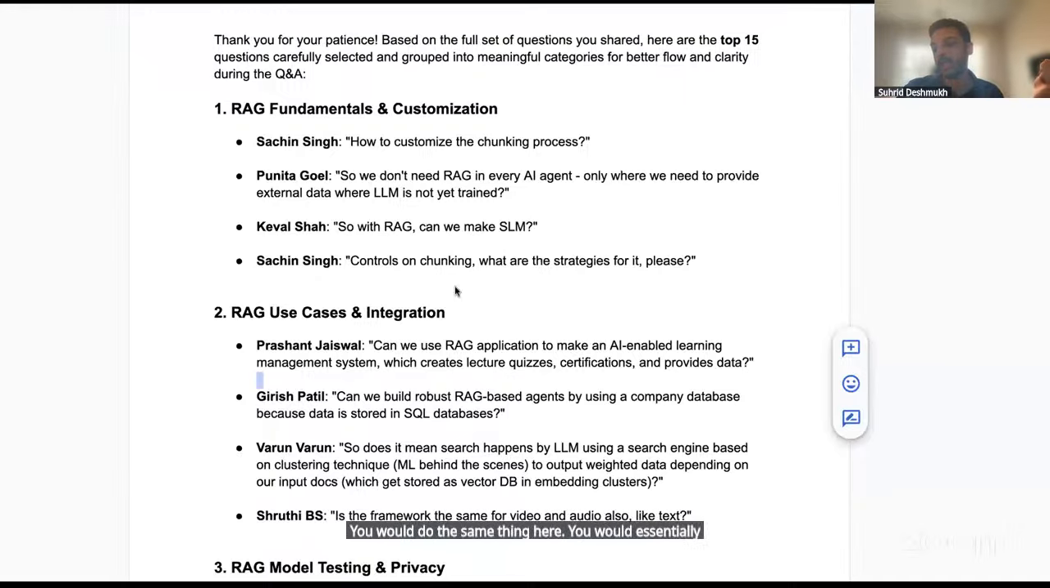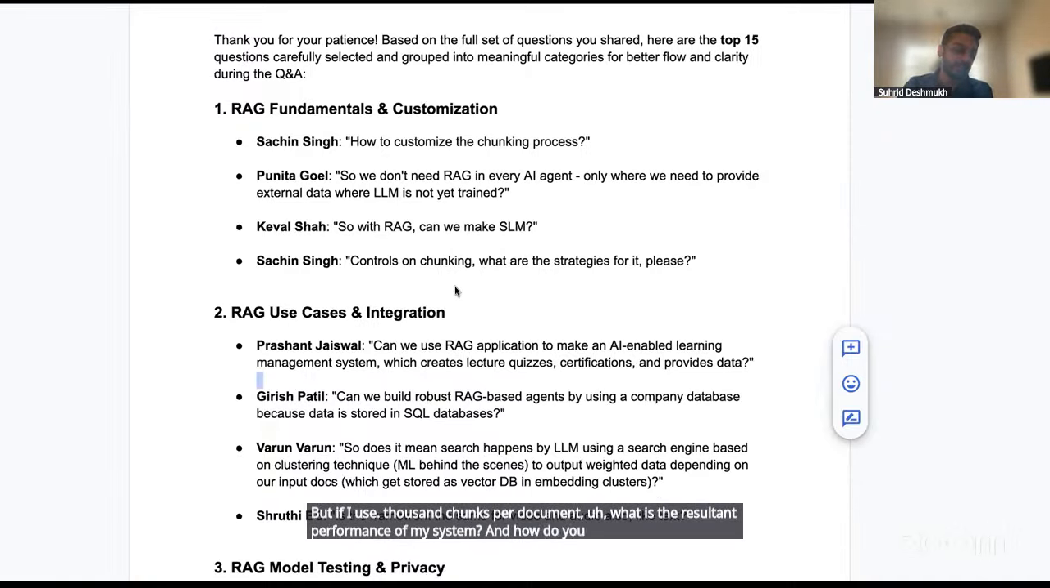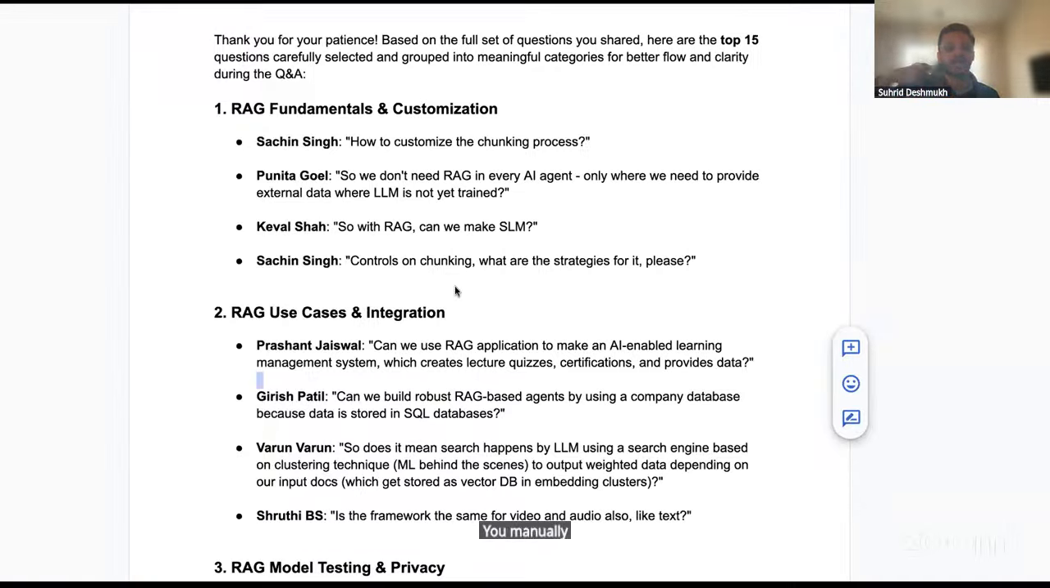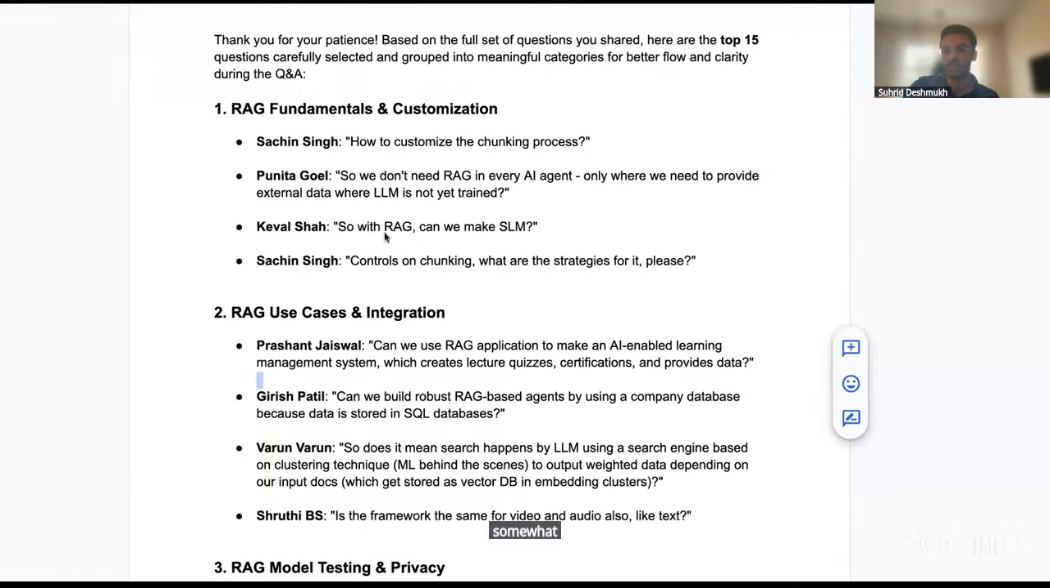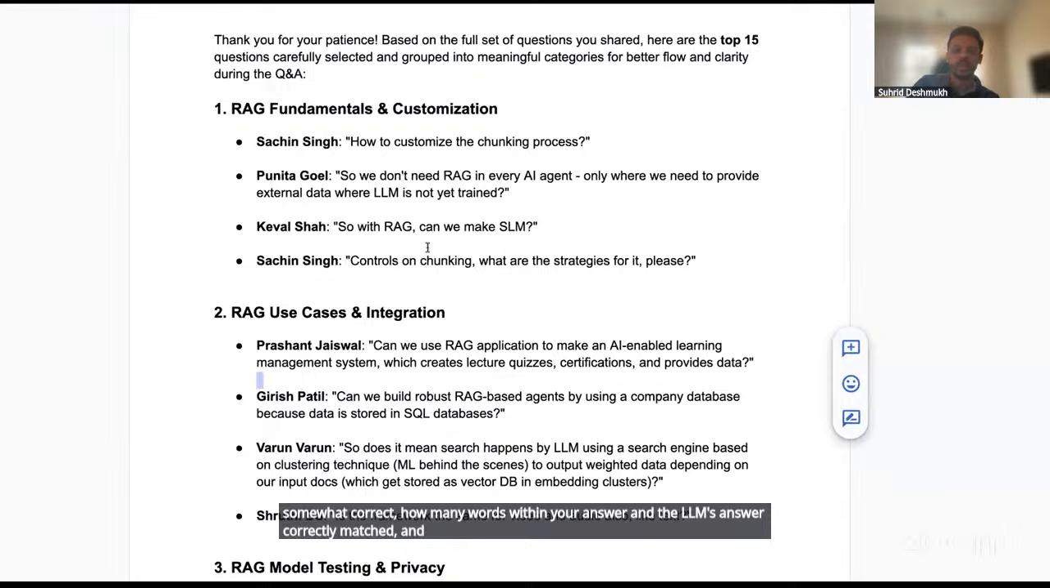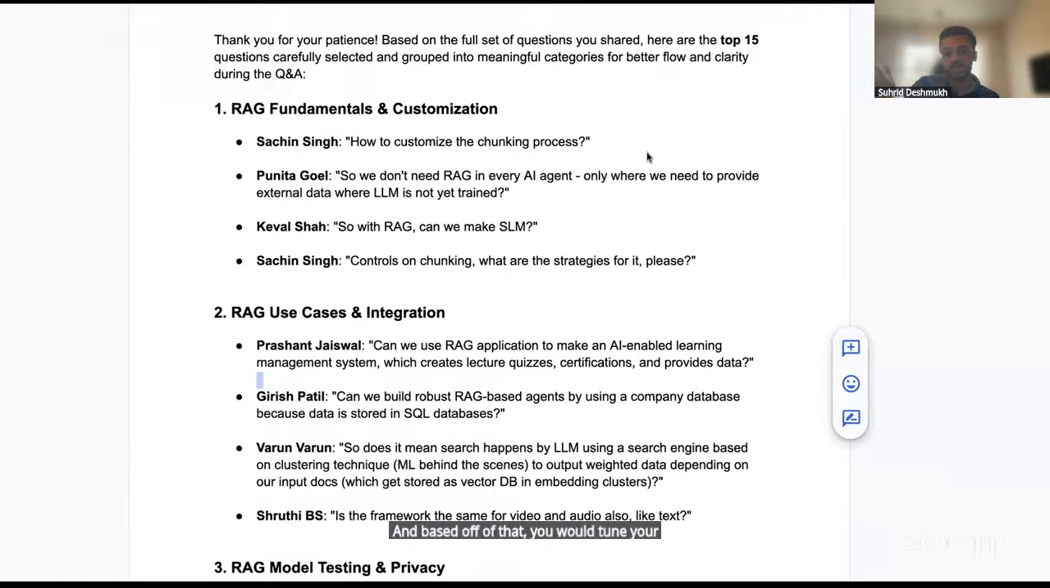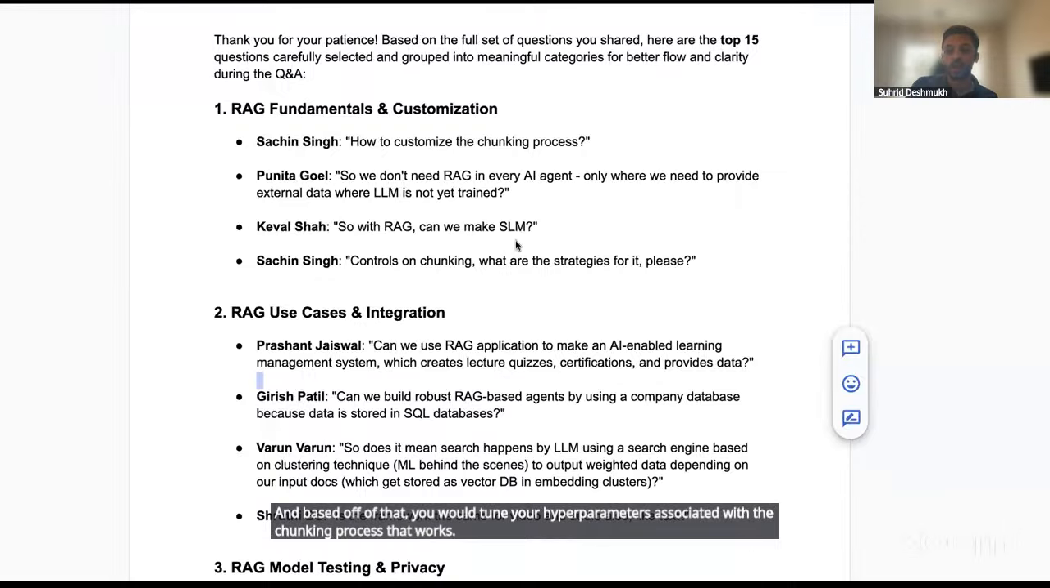You would essentially say, okay, let me see what if I use 1,000 chunks per document, what is the resultant performance of my system? And how do you evaluate the system? You essentially have a set of questions that you manually annotate, ask those questions to the RAG-based system. The RAG-based system comes back with the answers, and you calculate some metrics like how many of them were correct, how many were somewhat correct, how many words within your answer and the LLM's answer correctly matched, and so on. Based off of that, you would tune your hyperparameters associated with the chunking process that works well with your system.